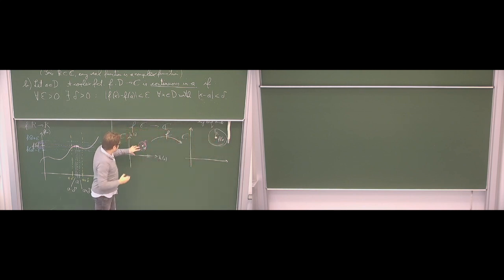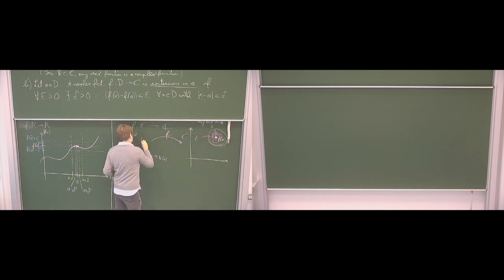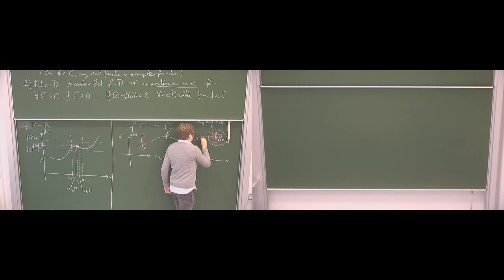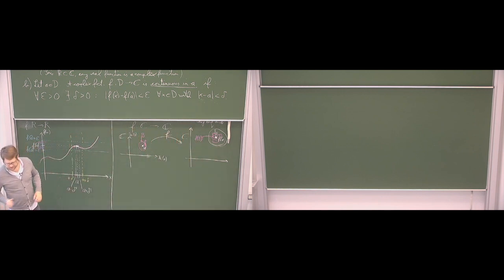So this means the image of this thing, this might look completely strange and might be a very complicated set, but it is contained in this set. This means it could be, I don't know, something like this. But we only know that it's contained in this big white circle. So if we call this circle here B, this would be f of B, this pink set. Okay, so we can find such a circle.